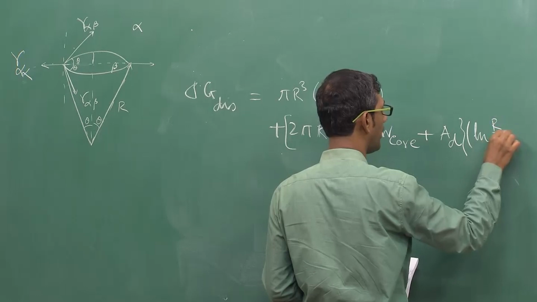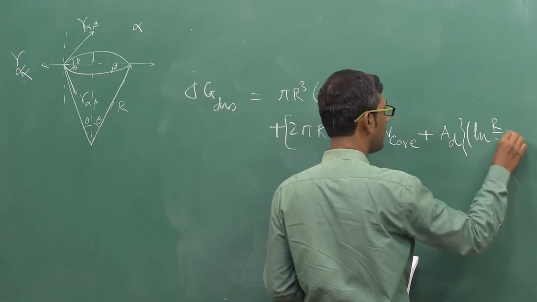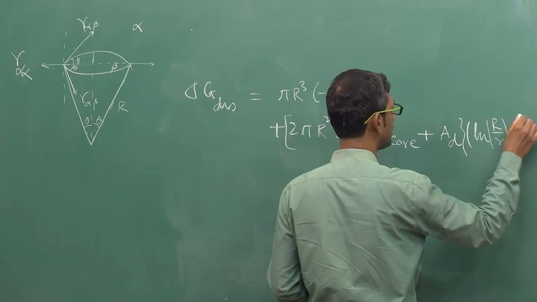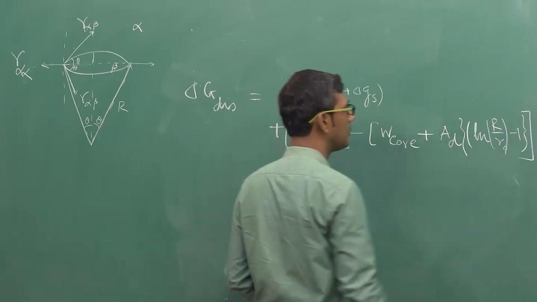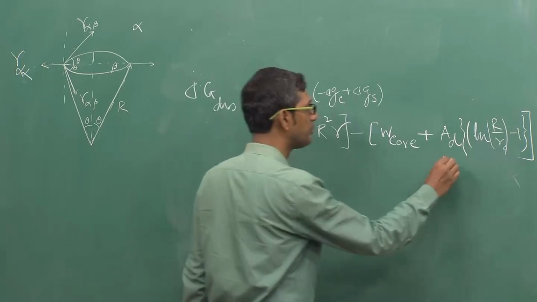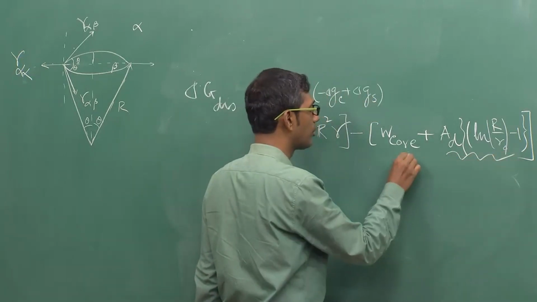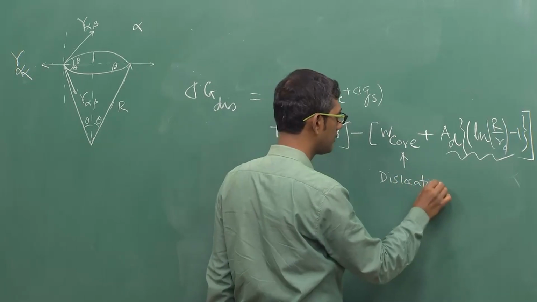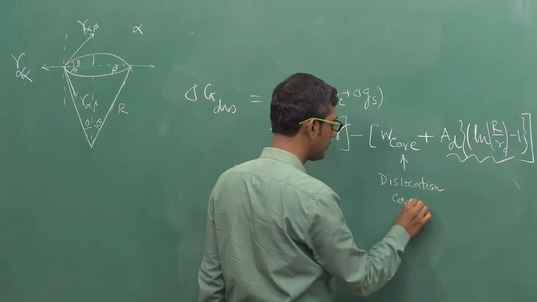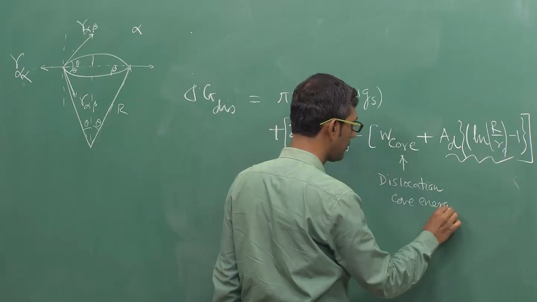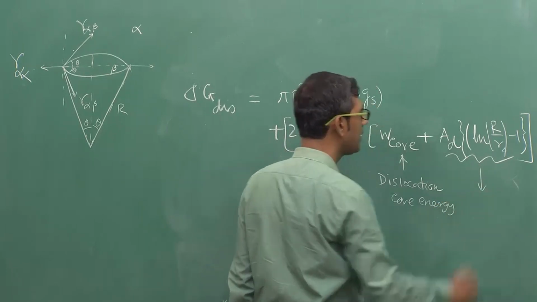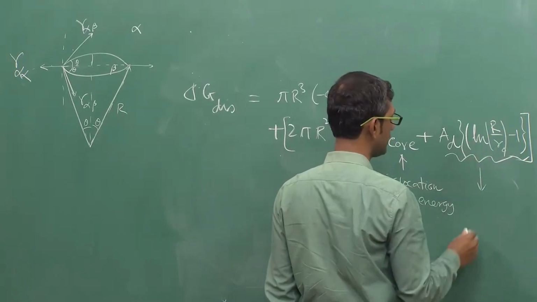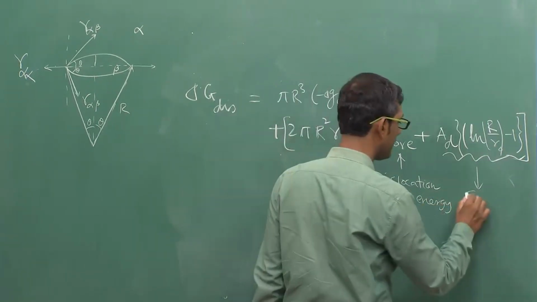log of R by R0 minus 1. This part is what is new. This is the core, the dislocation core energy. And this is basically because of the strain relieved in the surrounding areas.